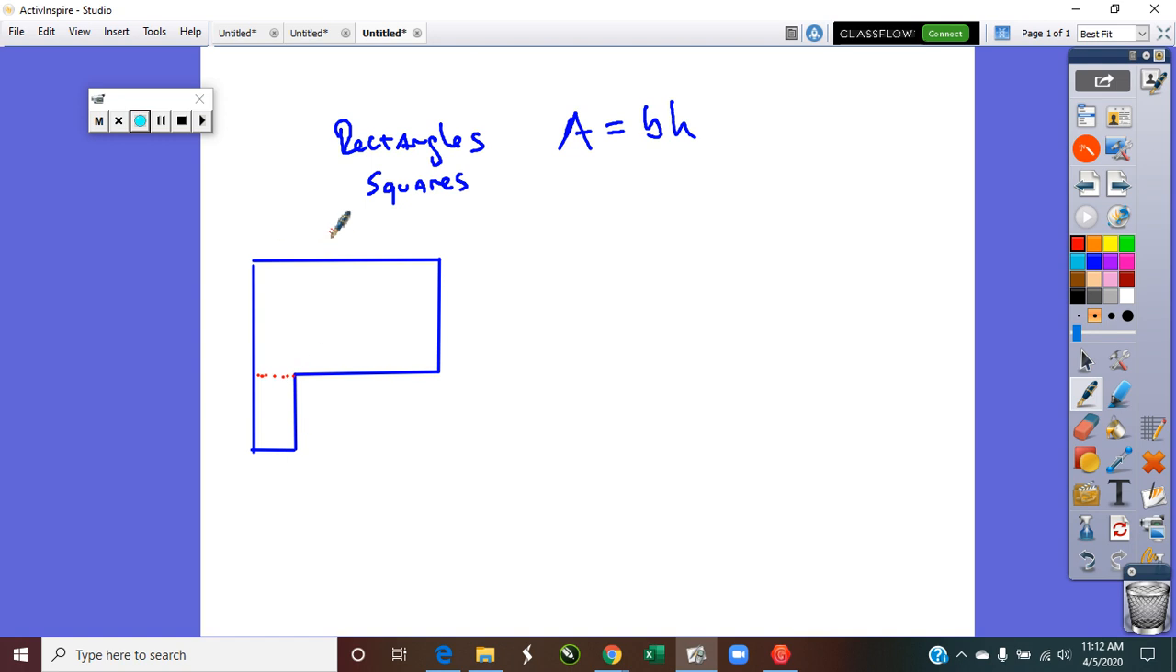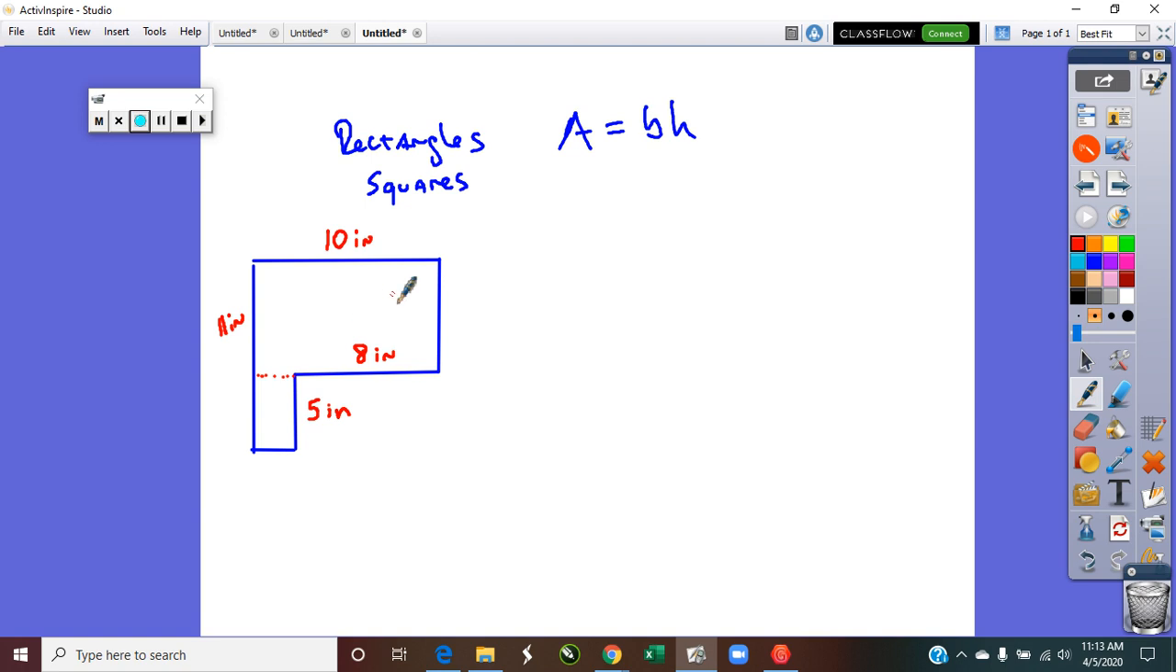So let's give this some dimensions. Let's say this is 10 inches, this is 11 inches, this is 5 inches, and this is 8 inches. If I think about this, what is this made up of? This is made up of two rectangles.